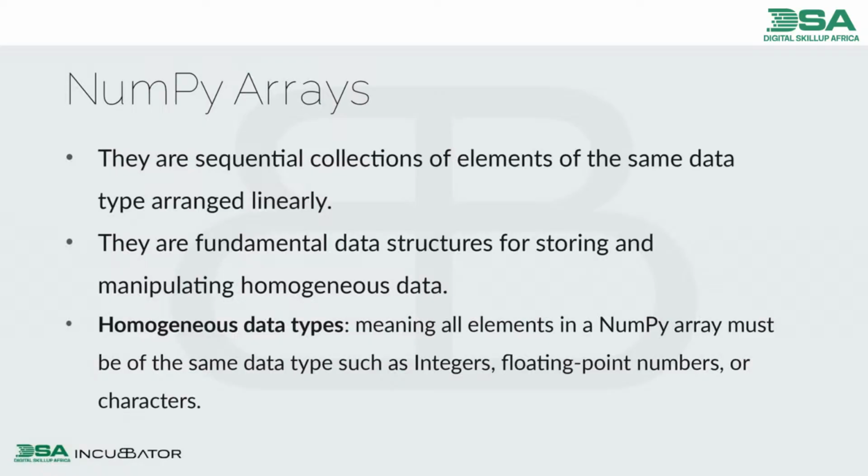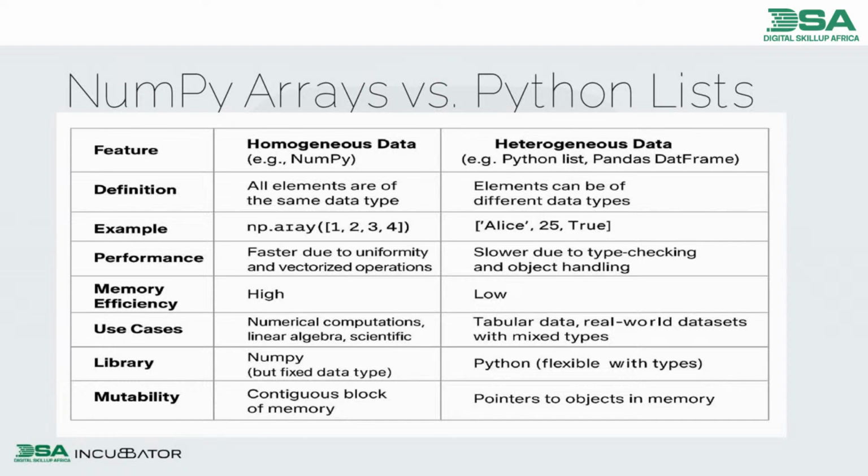Then there are fundamental data structures for storing and manipulating homogeneous data. When we talk about homogeneous data, meaning that all elements must be of the same data type, either integers alone, floating points alone, or characters alone. The example I gave you is for characters alone. So you have your A, B, C, D. And if it was for integers, it will be 1, 2, 3, 4, 5. Then for floating numbers, we have like 2.5, 3.5, 4.5, 5.5, and 6.5. Just refreshing our memory. And we have NumPy and Python lists.